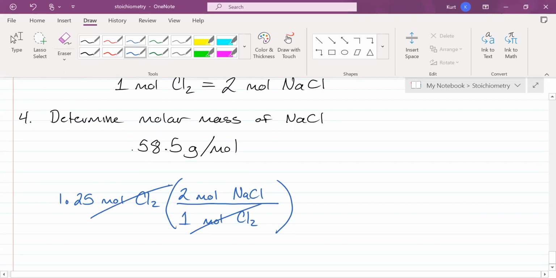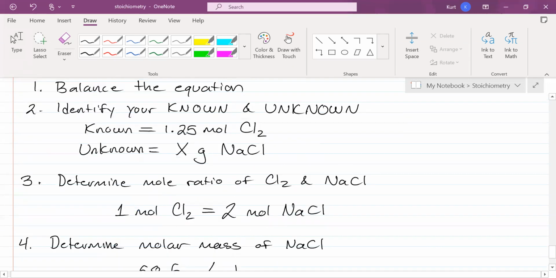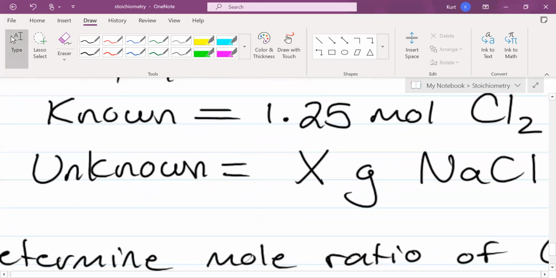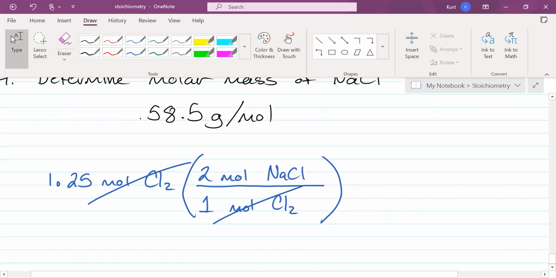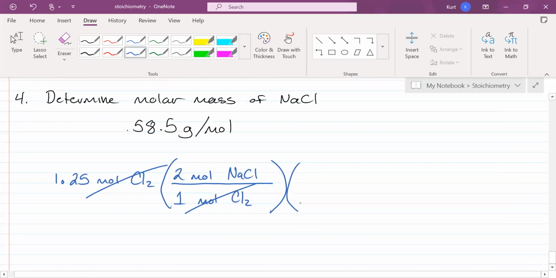Kendall, if I stopped right now, I put my pen down and I said, I'm done, what would my answer be measured in? Moles of NaCl. Is that what we were trying to find? No. According to what Colby said, we were trying to find grams of NaCl. So moles is not going to cut it. We need to go on to the second conversion.